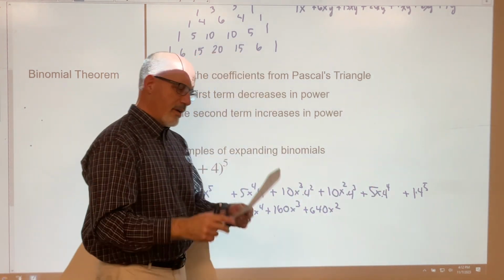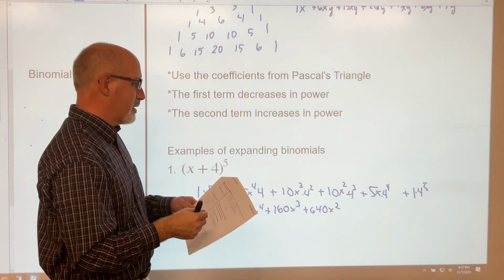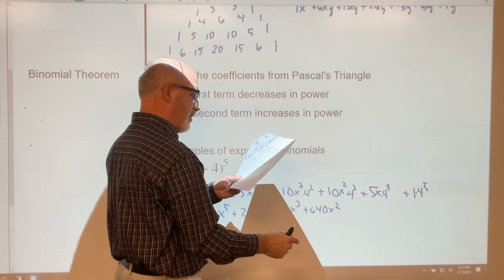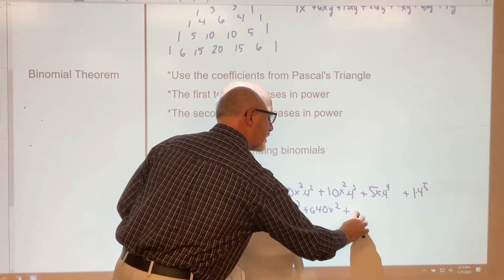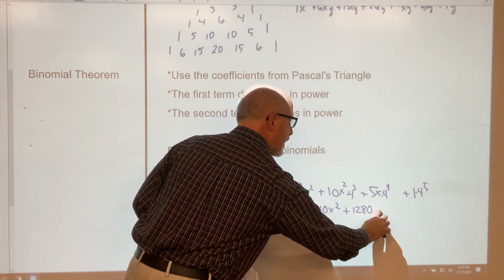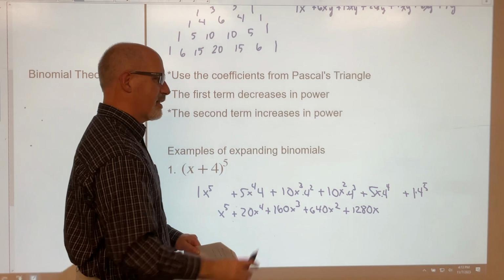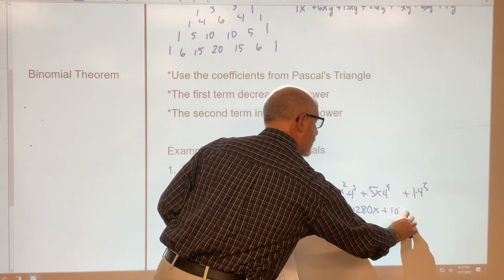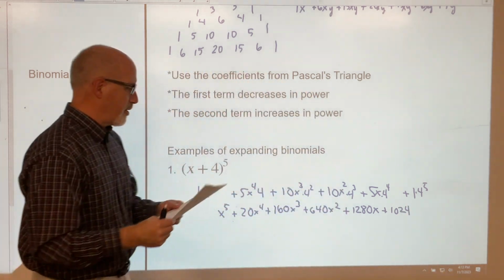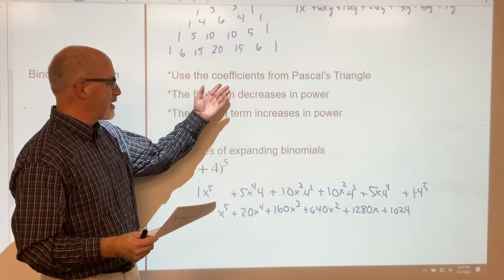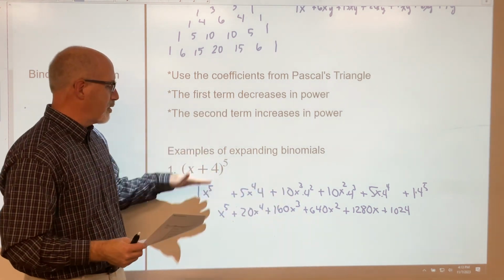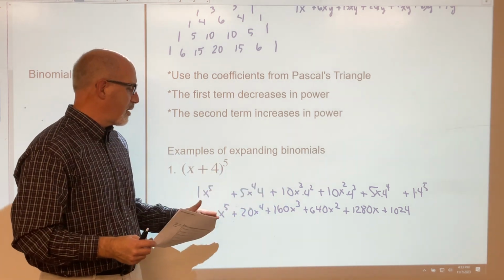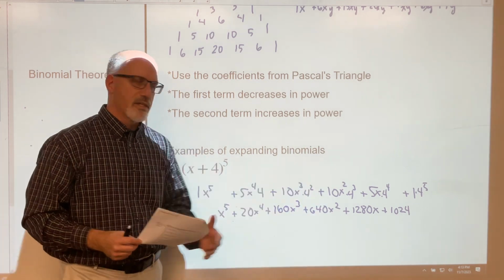4 to the 4th power, that would be 256. 256 times 5 would give me 1280. And that just has an x there. And then lastly, 4 to the 5th power is 1024, with no x's left there. So that's how we use Pascal's triangle to get the coefficients. And the binomial theorem tells us that the x's start out at the 5th power and then decrease. The 4 starts out not showing up and then increases in power.